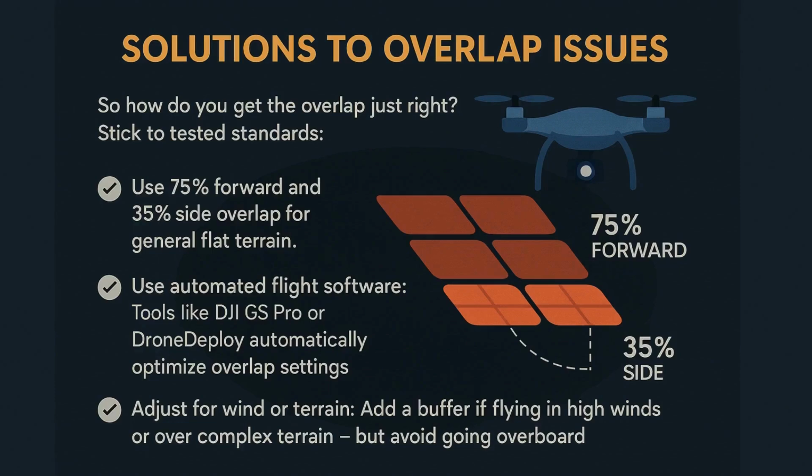Solutions to overlap issues. So, how do you get the overlap just right? Stick to tested standards. Use 75% forward and 35% side overlap for general flat terrain. Use automated flight software. Tools like DJI GS Pro or Drone Deploy automatically optimize overlap settings. Adjust for wind or terrain. Add a buffer if flying in high winds or over complex terrain, but avoid going overboard.